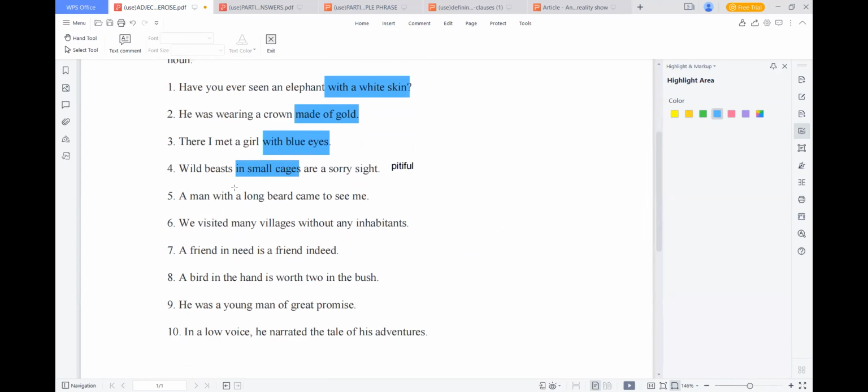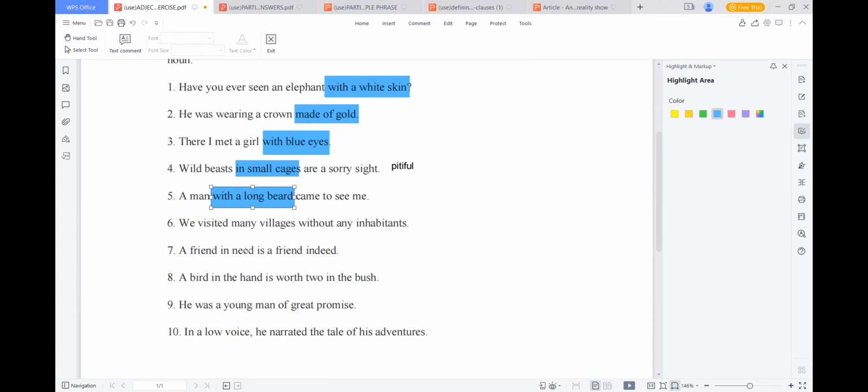Can you read? A man with a long beard came to see me. Yes. So which one is the adjectival phrase? With a long beard. Good job. That gives you more information about the man. He has a long beard, right? 就是长的胡须. Okay, so if you say a man came to see me, it's normal. But if you give me more information about the man, a man with a long beard, whoa, then it gives me a different picture already. Okay, you understand? So this is how you write, how you say things.